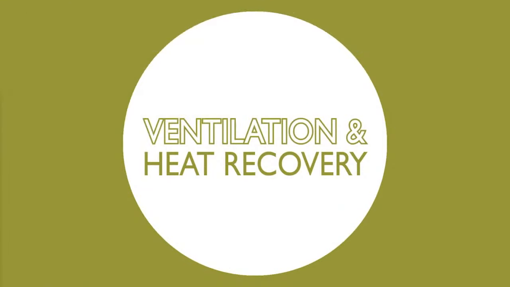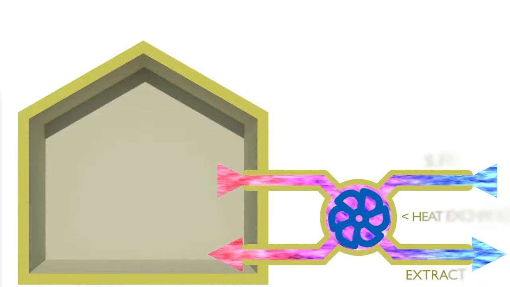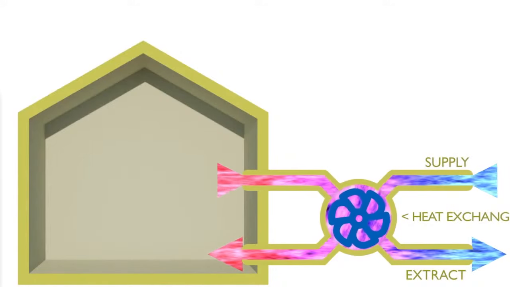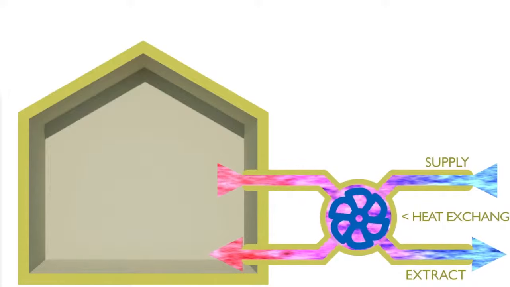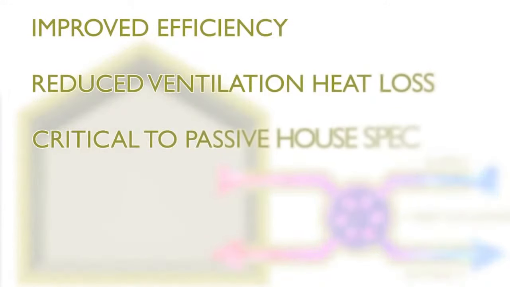The last of the passive principles is the use of ventilation with heat recovery, in which heat from the extracted airflow is recovered through a heat exchanger and fed back into the building via the incoming supply air. This improves the efficiency of the building by reducing heat wasted by the extract airflow, and such systems are generally required as part of the Passivehouse certification. Without heat recovery ventilation systems, it can be difficult to meet the space heating energy requirements.